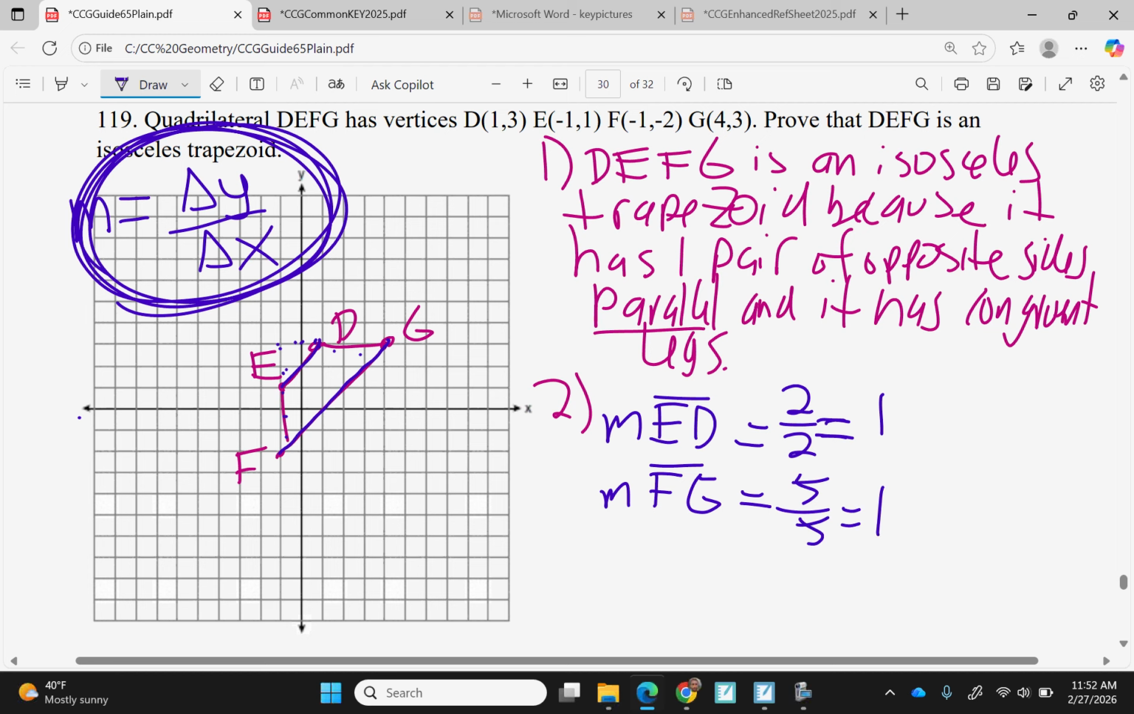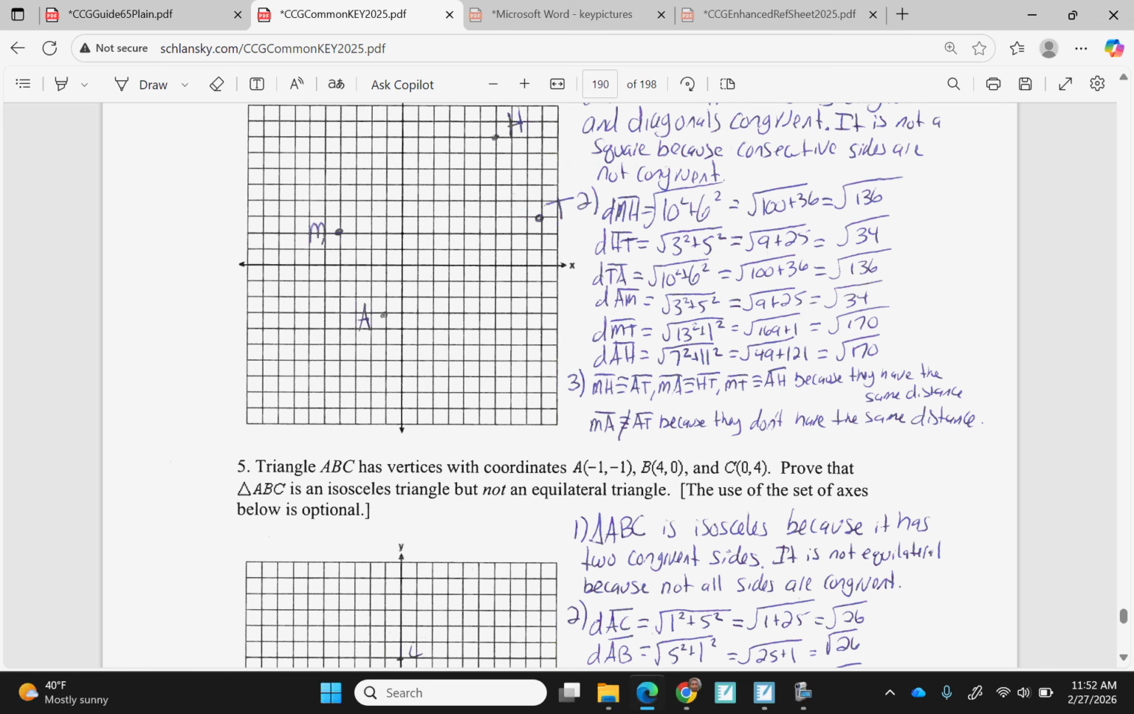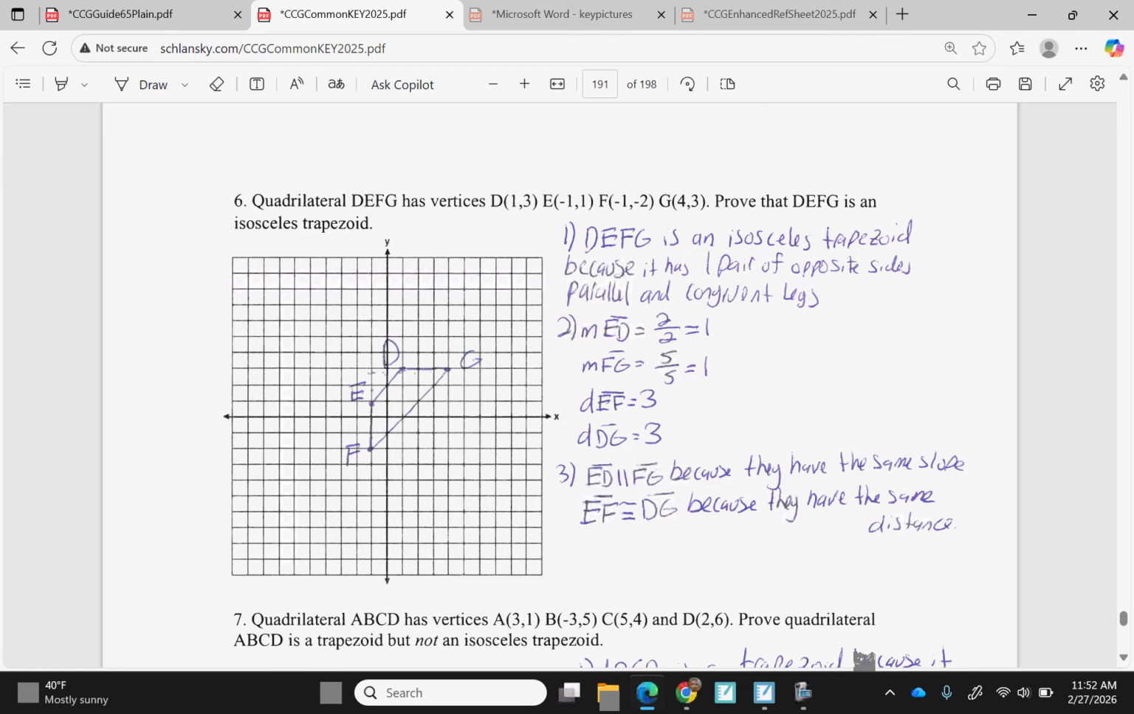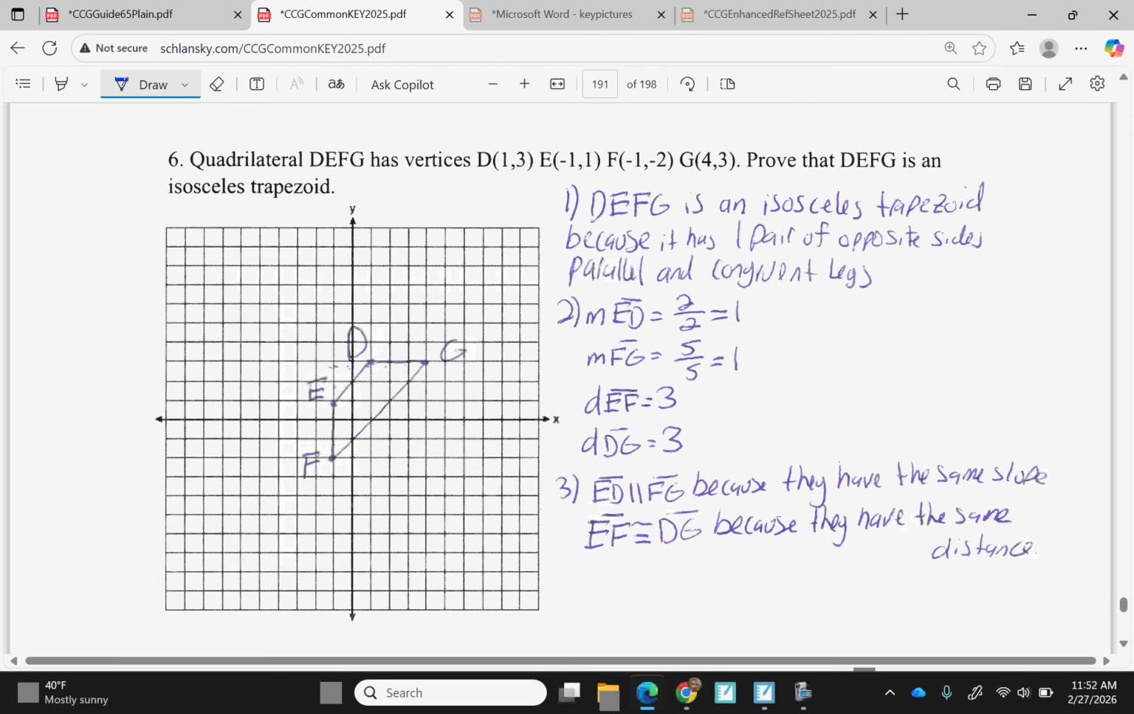So the reason I wanted to do this one for you, I just wanted to do slope for you. Now that I did the slope for you, I'm going to go back to the key because it's neater and I can just talk through it. Again, we just wrote out 1. It's an isosceles trapezoid because I found the slopes and I found the distances because I needed the congruent legs. And I stated the one pair of opposite sides parallel because they had the same slope and the congruent legs because they have the same distance.